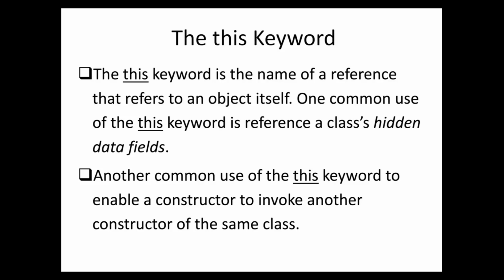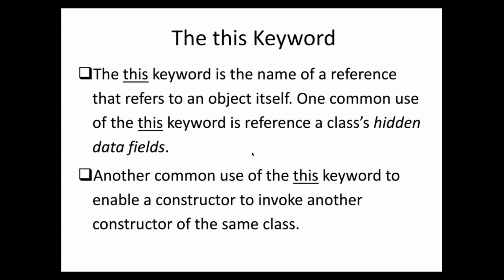In this video, we're going to introduce a new keyword called this, THIS. In Java, the this keyword is a reference to the current object within a method or constructor. It can be used to refer to any member of the current object, including fields, methods, and constructors.